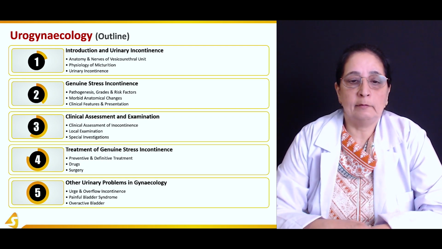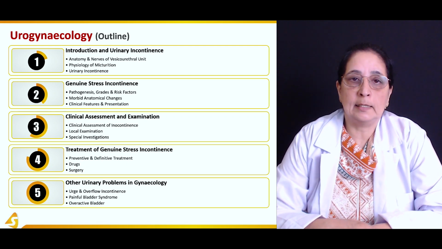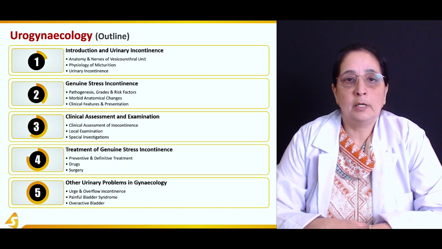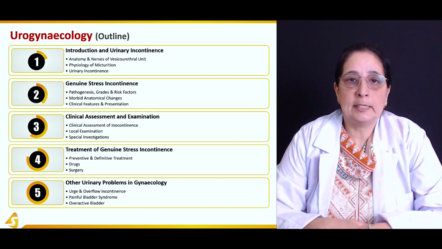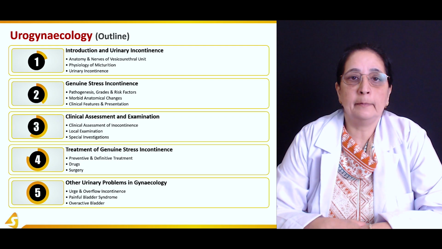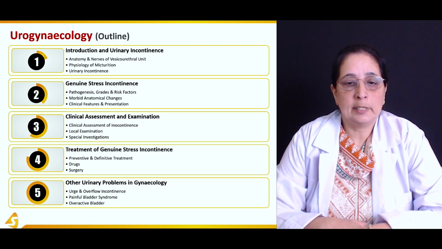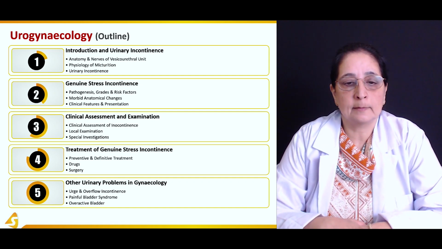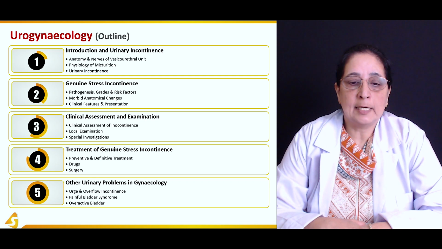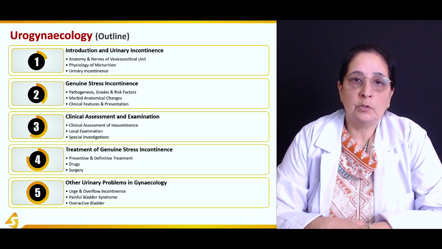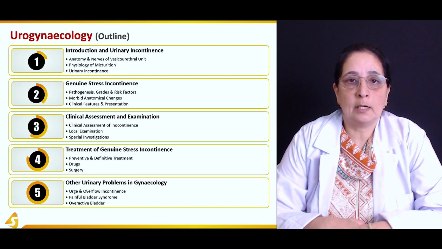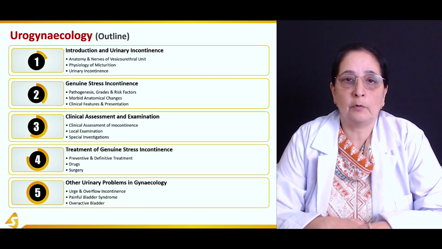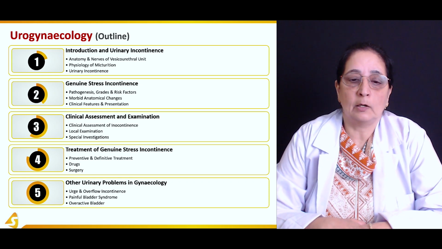In the third section, we will talk about the clinical assessment and examination of the patient with urinary incontinence and how we can do different investigations and examination of the patient. Then in the fourth section, we will talk about the treatment of the stress incontinence, how it is prevented, what are the drugs used to treat incontinence, and what are the surgical procedures performed to treat the stress incontinence.